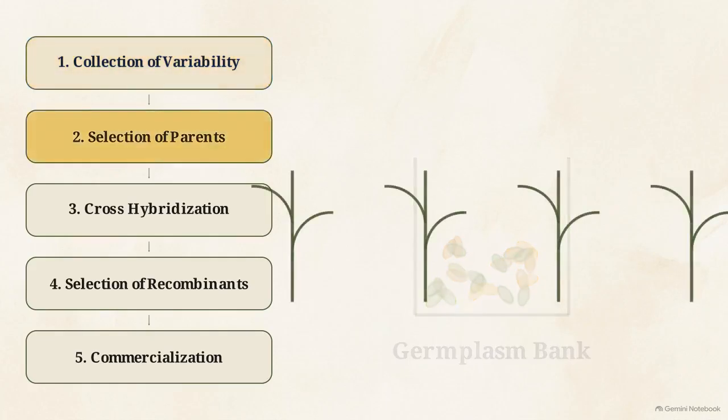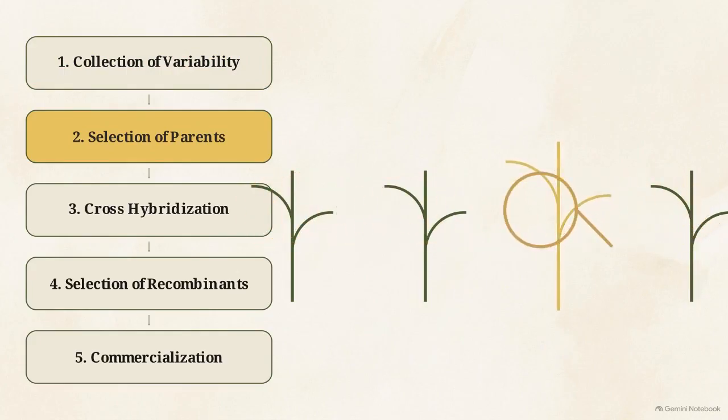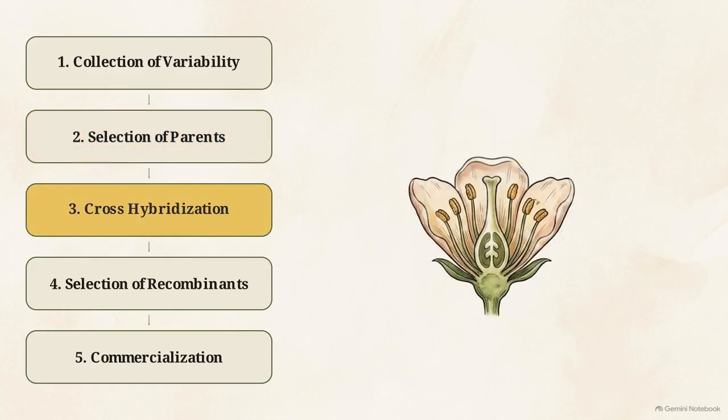Step 2 is the evaluation and selection of parents. We screen the germplasm to identify specific plants that possess the desired traits, like high protein content or superior yield. Step 3 is cross-hybridization. To combine traits from two selected parents, we must control the pollination process.